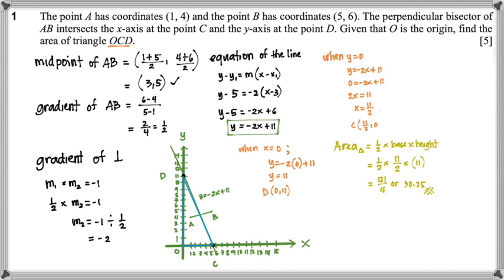And if the degree of accuracy is not specified in the question, you have to express your final answers to 3 significant figures. So in this case, anyway, or any equivalent value. So 121/4 or 30.25 or 30.3 are all of the same value. And that's for question 1.